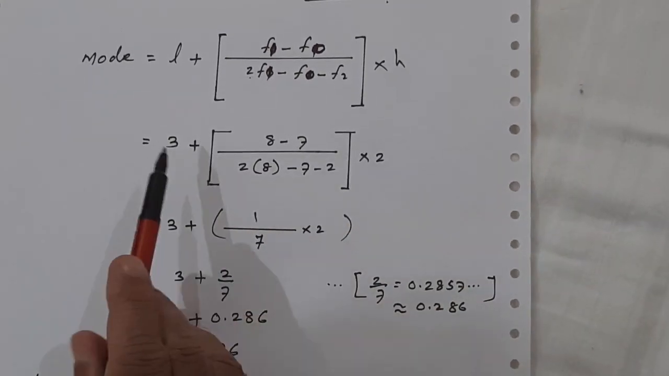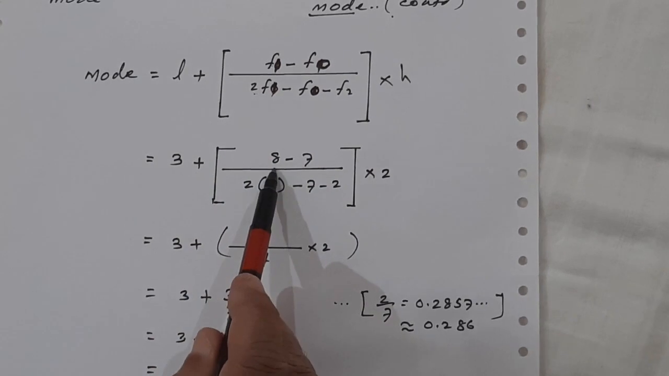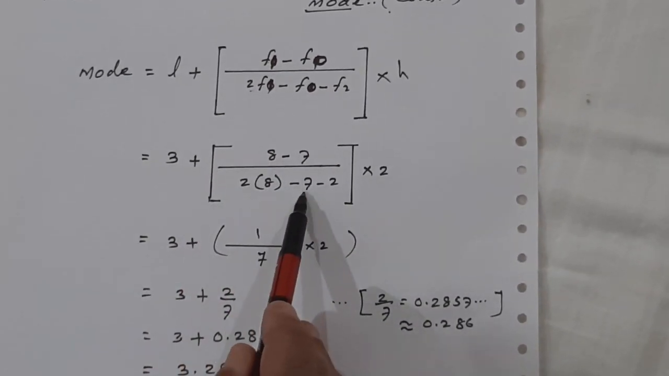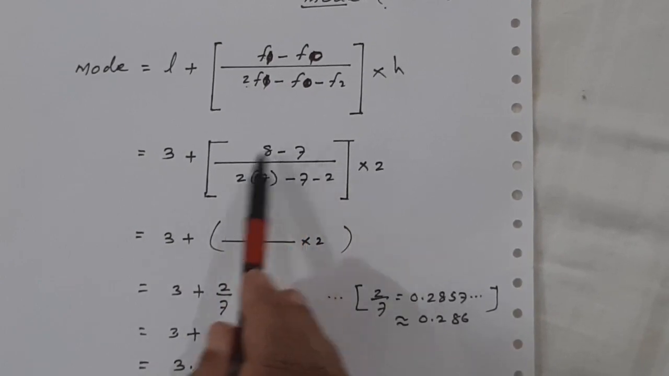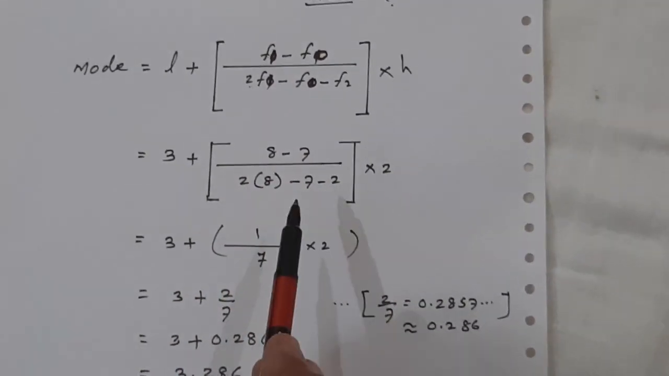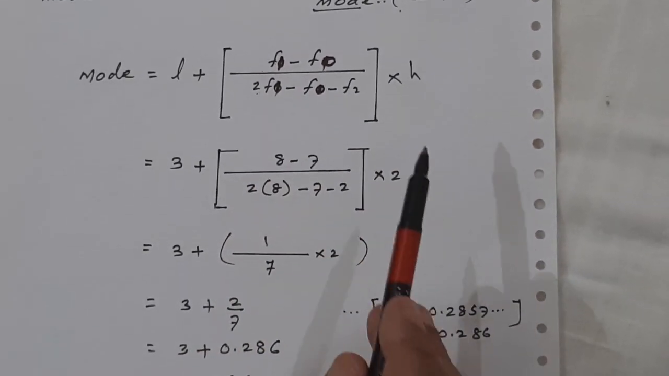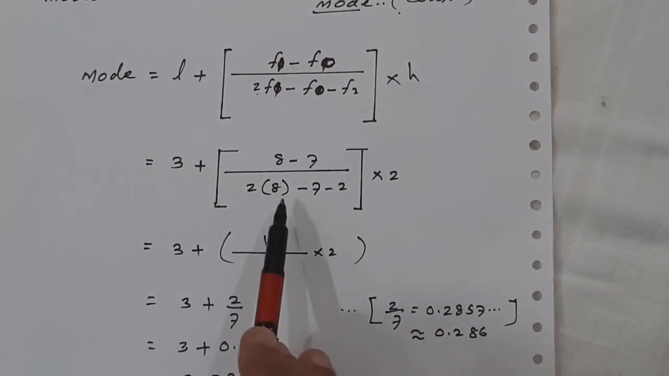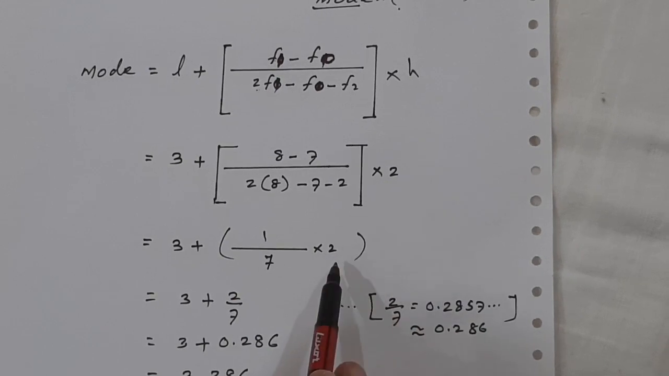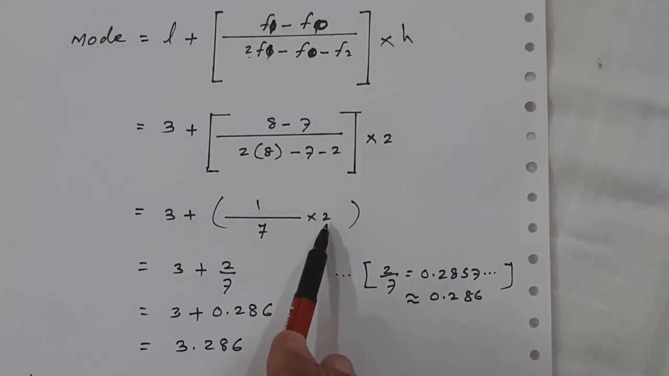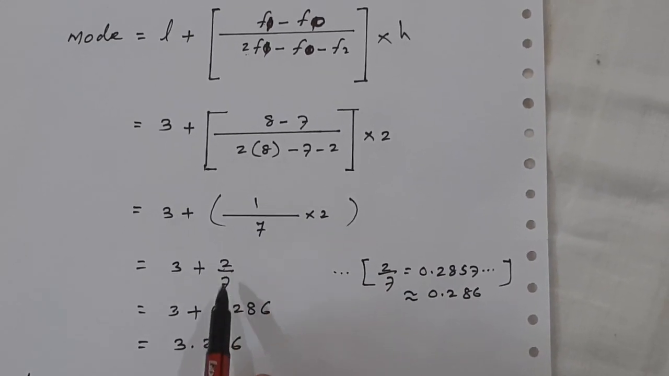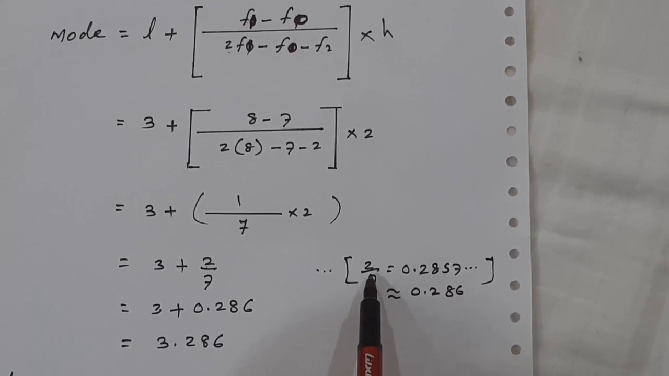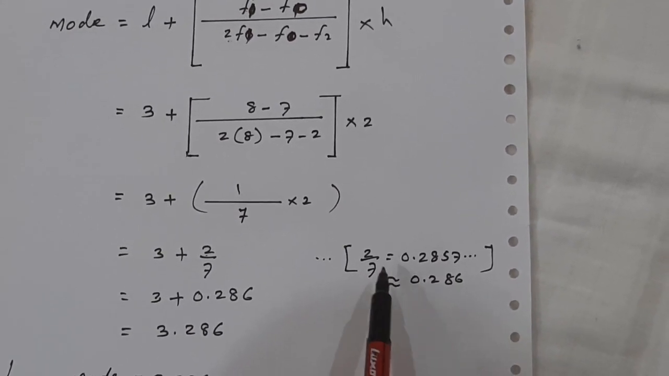Substitute the values. L is 3, F1 is 8, F0 is 7, and down, 2 into 8 minus 7 minus 2. Substitute the values of these respective data, and h is 2. 8 minus 7 is 1. So 1 upon 7 multiplied by 2. 2 ones are 2. So 2 upon 7. You divide 2 by 7.